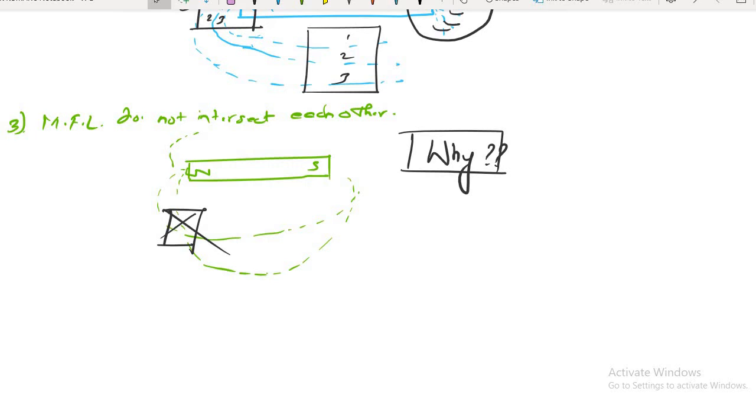You check here. Magnetic field lines do not intersect each other because if they intersect, see here, at this point, let me mention this point as A. Okay? So, if magnetic field lines intersect each other, then at a single point, there will be two directions of the magnetic field. Sir, show us. Where is the two direction of the magnetic field? Show me where is the two direction.